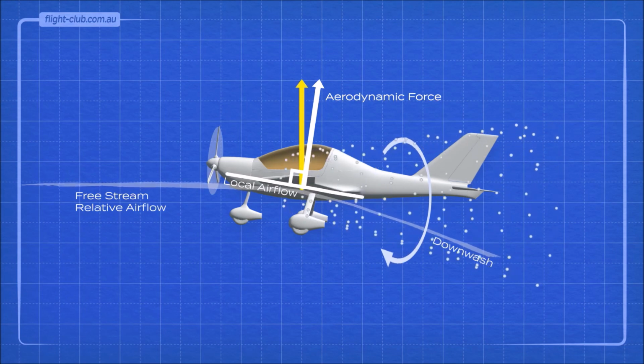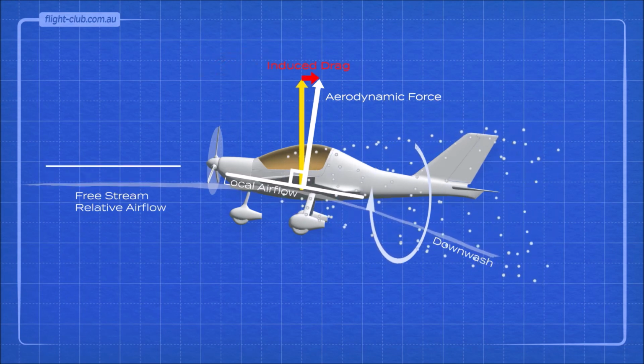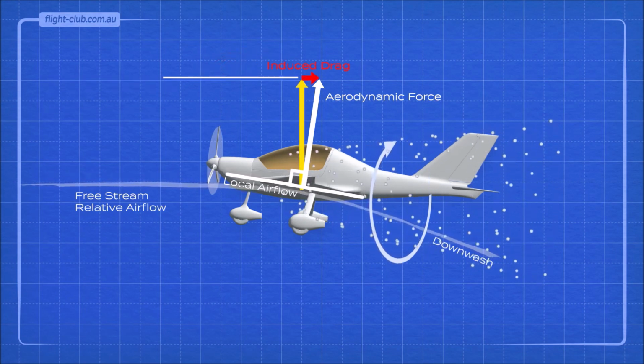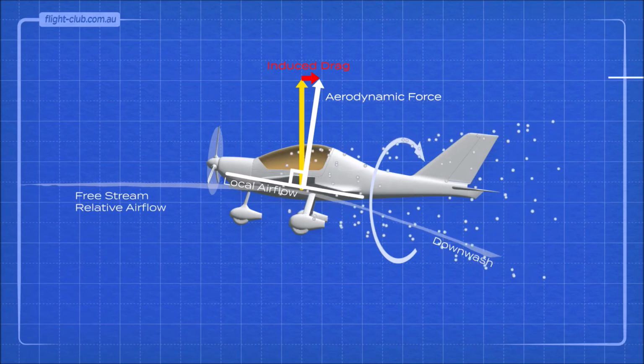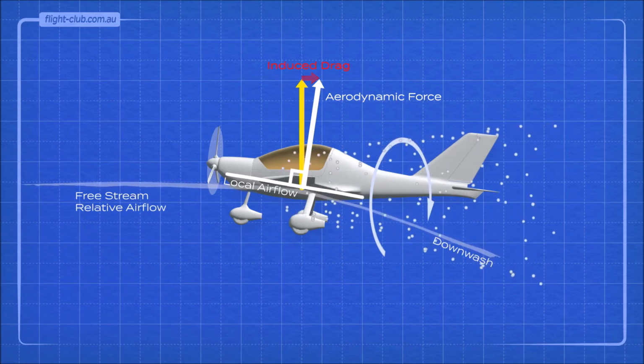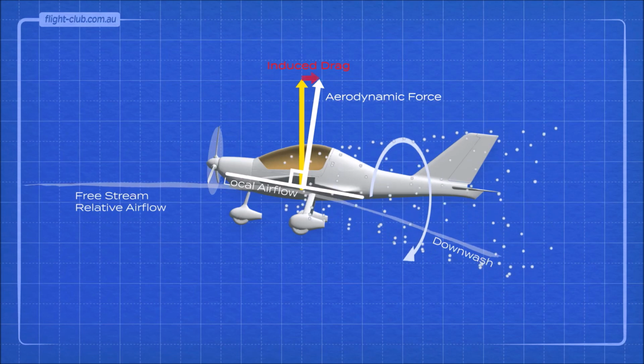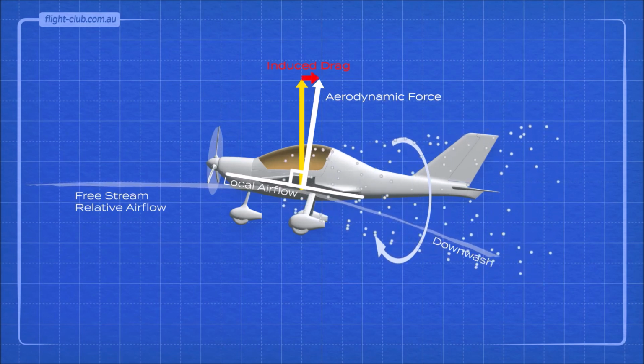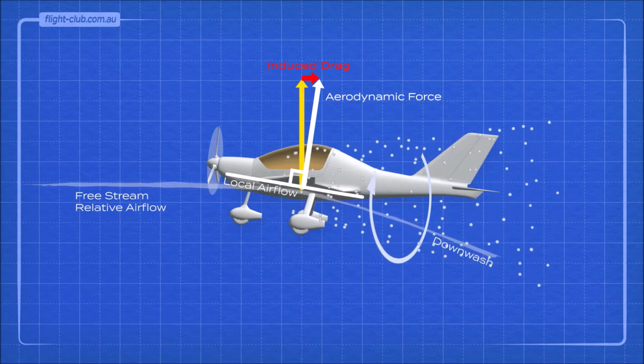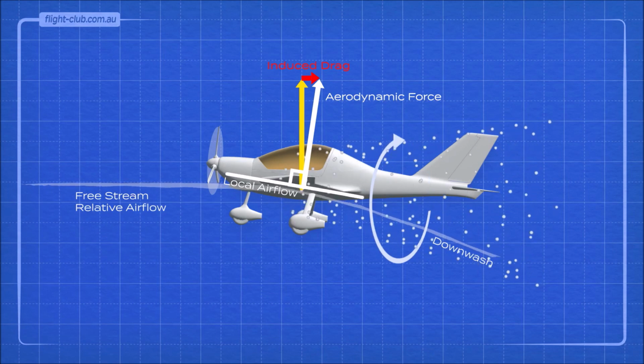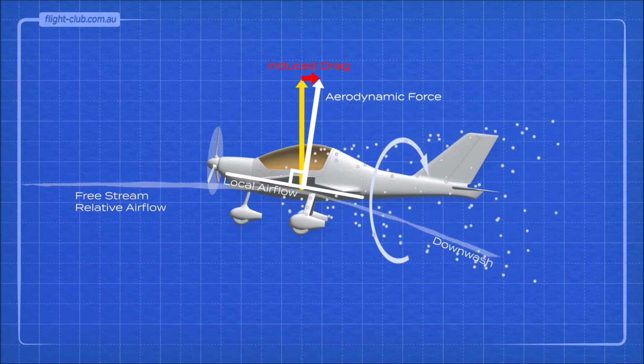A component of the lifting force acts parallel to the free stream relative airflow and opposite to the direction of flight. This component acts in the same direction as the direction of drag. This component is undesirable, unavoidable, and it is known as induced drag.